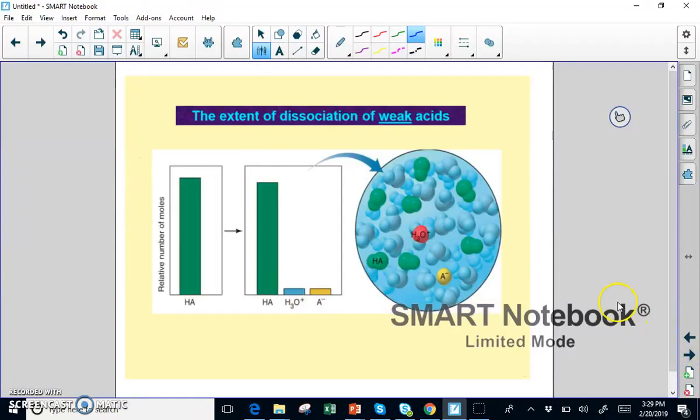Weak acids, on the other hand, not much of it ionizes. So you still have a lot of the unionized acid left, and only a little bit of H+ and a little bit of its conjugate base. Most of it is still left in the unionized form.